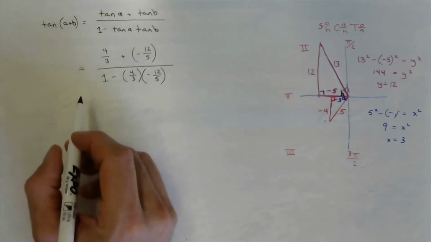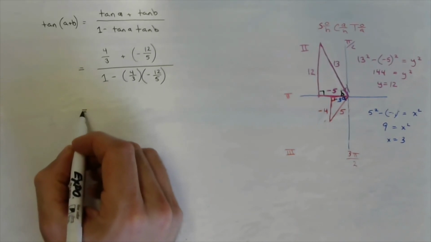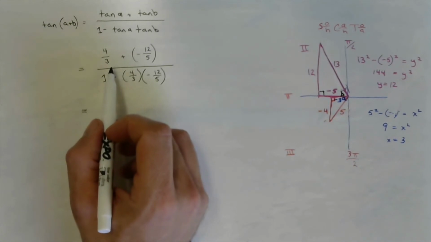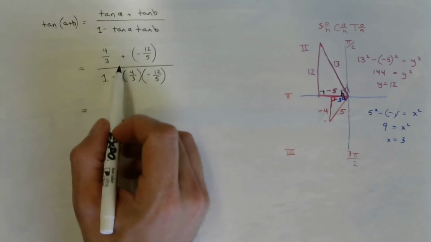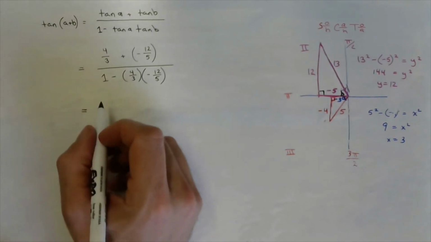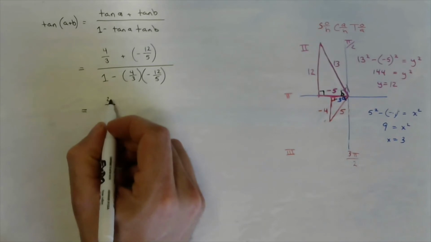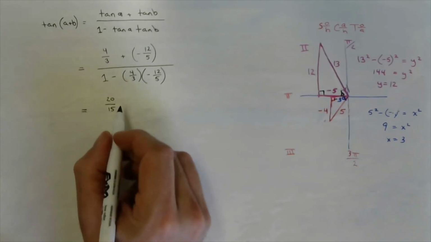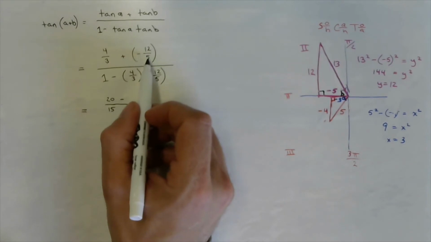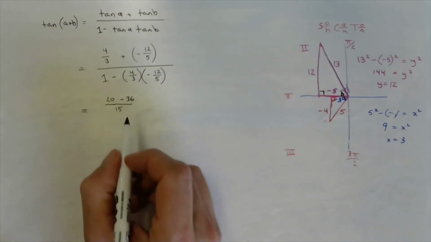We want to, in the numerator, if we're going to add these two fractions, we want to express them both as fractions over 15. So we end up with, and I'll just write every step, 4/3 as a fraction over 15 would be 20 over 15 minus 36 over 15. So that's 20 minus 36 over 15.